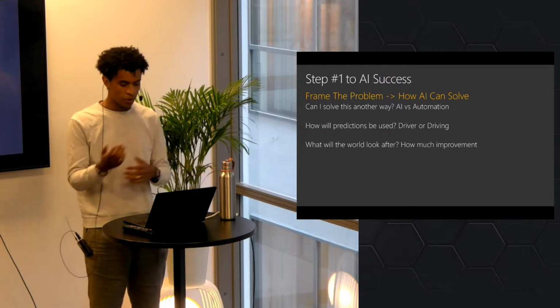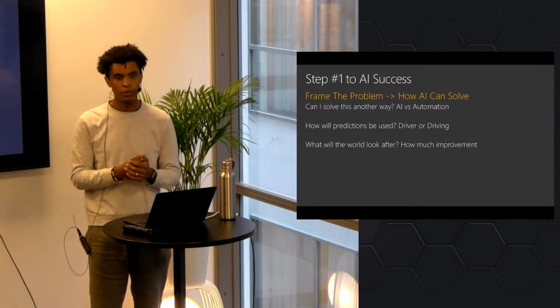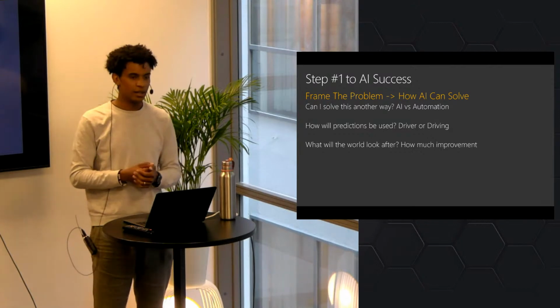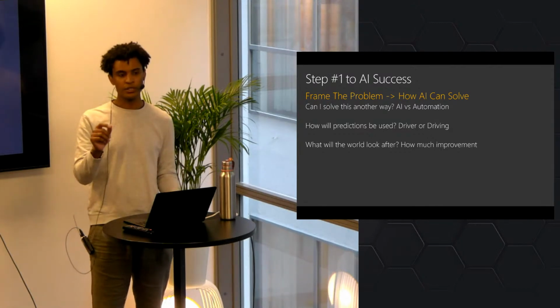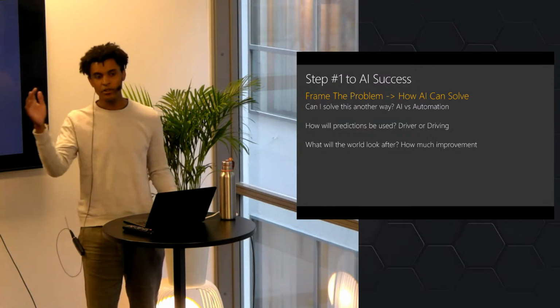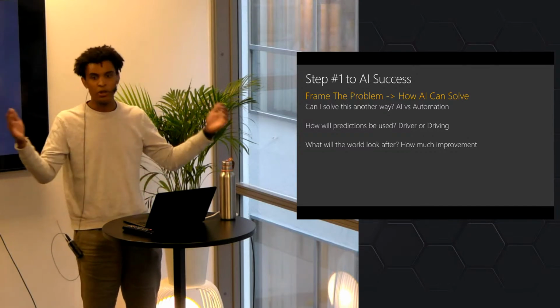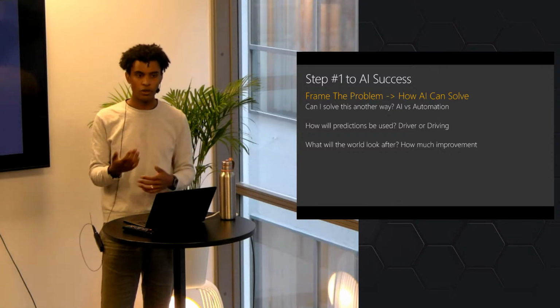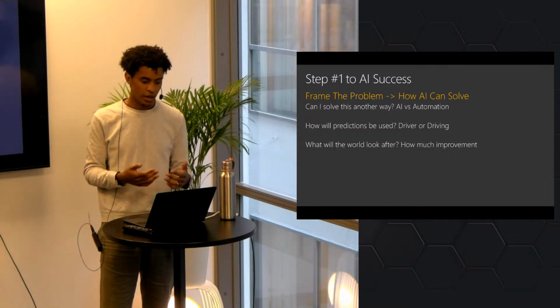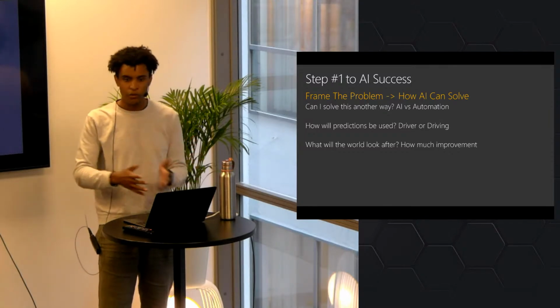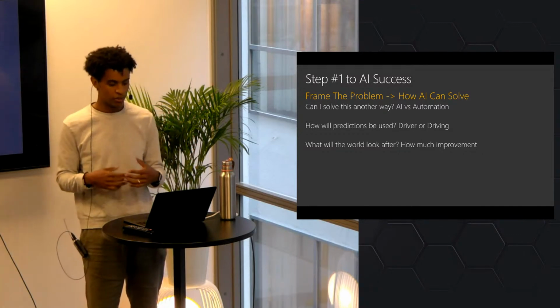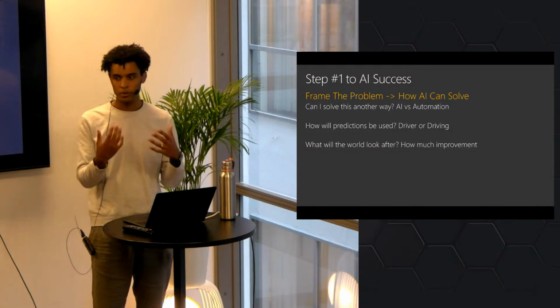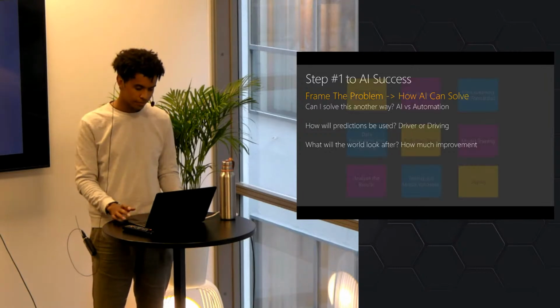And then, what will the world look like after? How much improvement do we expect? In some businesses or enterprises, a 0.1% increase in efficiency is $1 billion in revenue or something. But maybe for you or your use case, it's not that important. Maybe it needs to be 50% accurate, or 90% accurate, or something like that. So it's important to know how much improvement we're trying to achieve as an end goal.